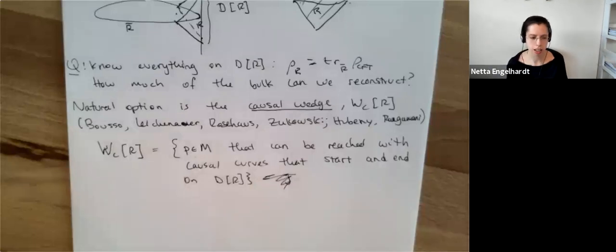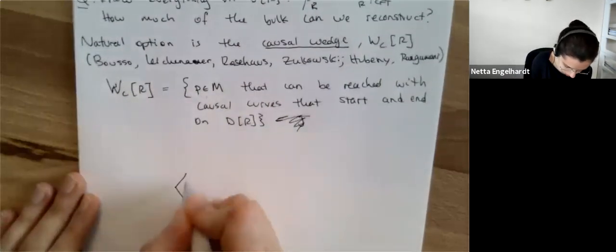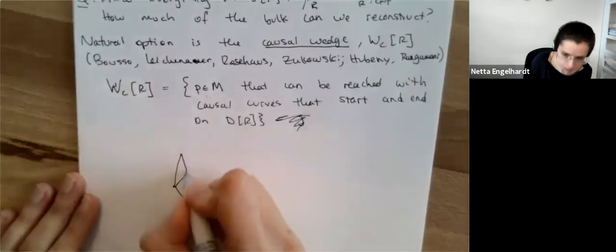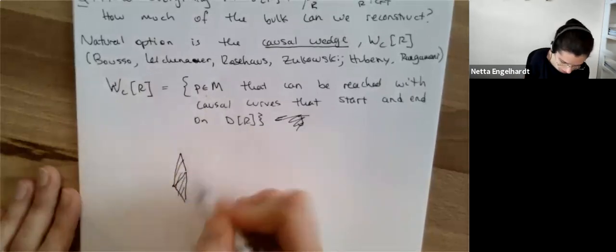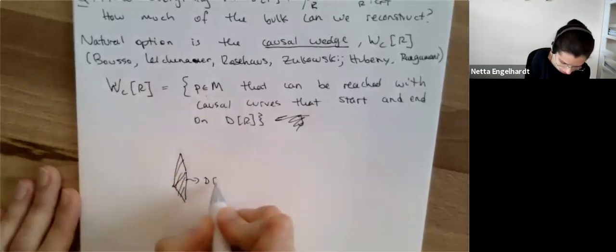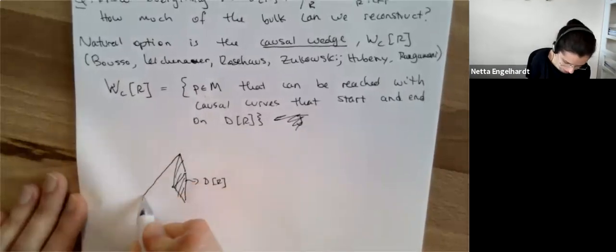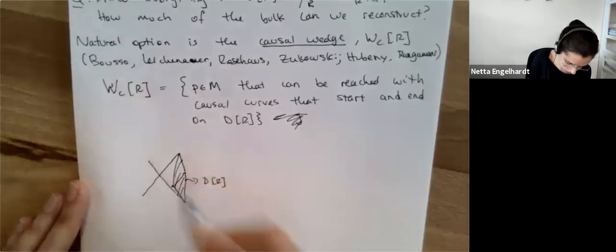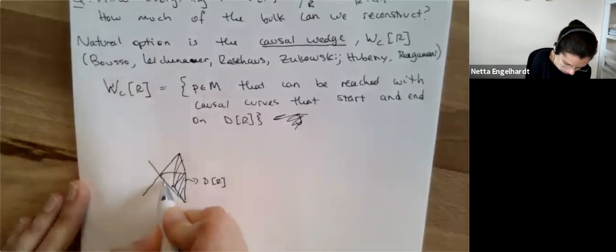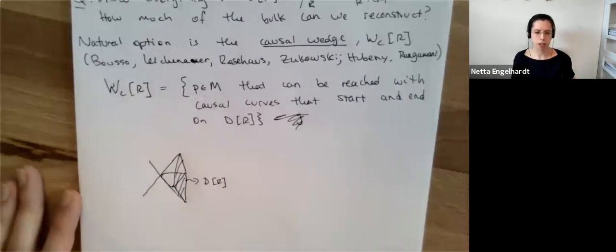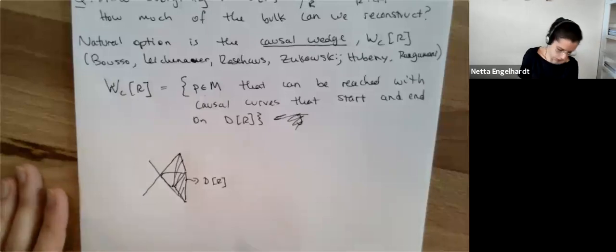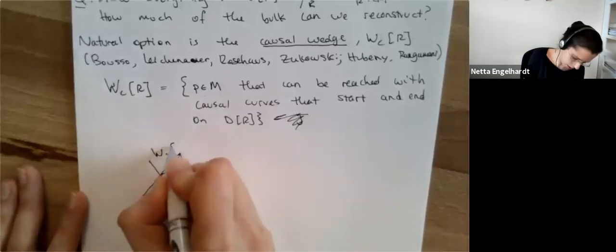So that is the basic idea behind the causal wedge, and I'm going to draw it. So we have some boundary domain of dependence, D of R, and we're looking at the boundary of the past, and we're looking at the boundary of the future, and there's going to be some surface in here. Wow, this is not a great drawing. And this region here is called W_C of R.